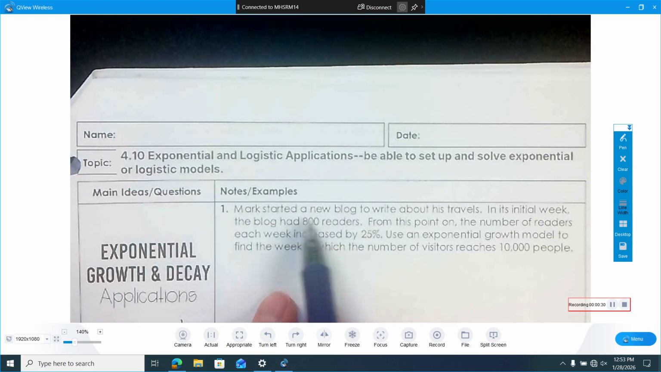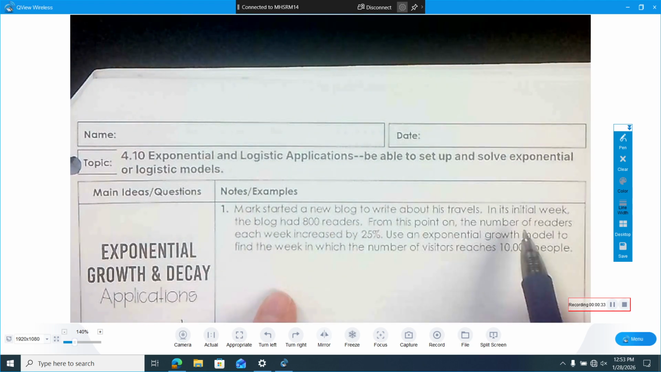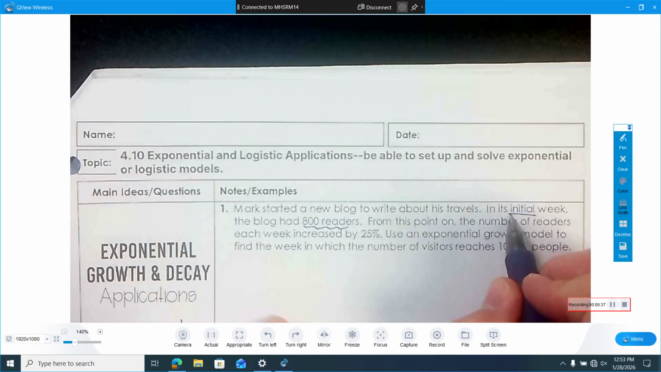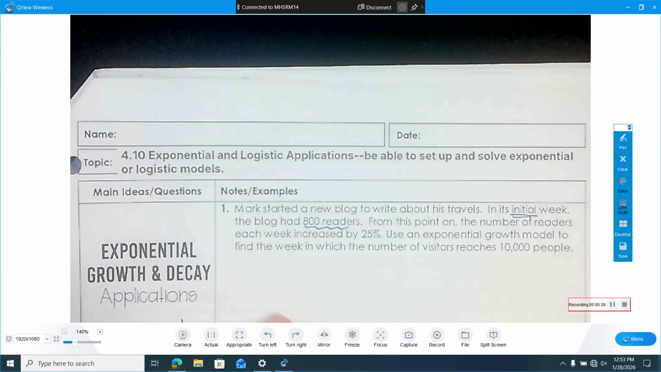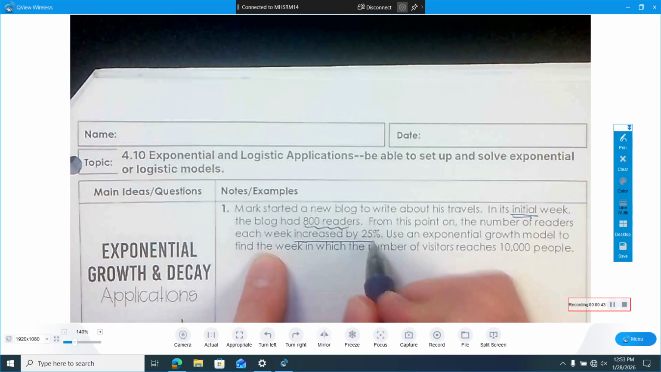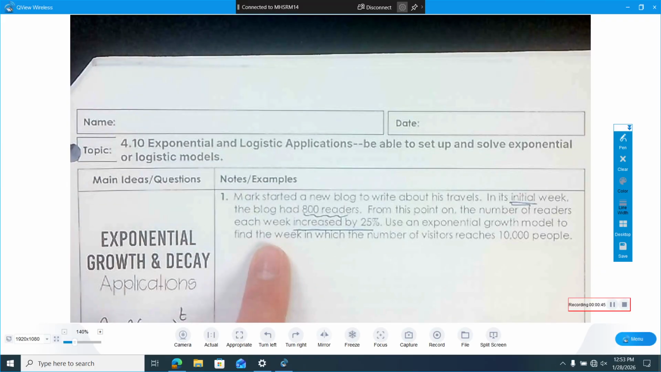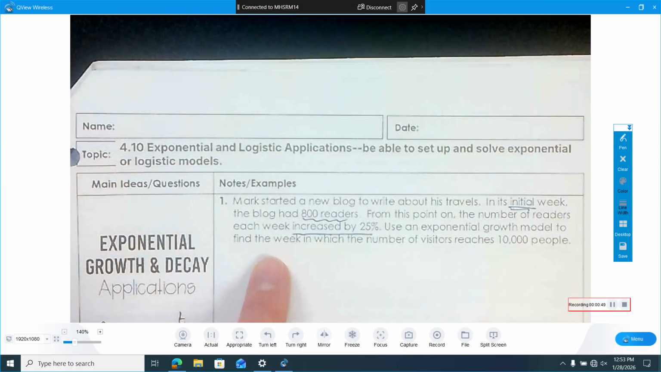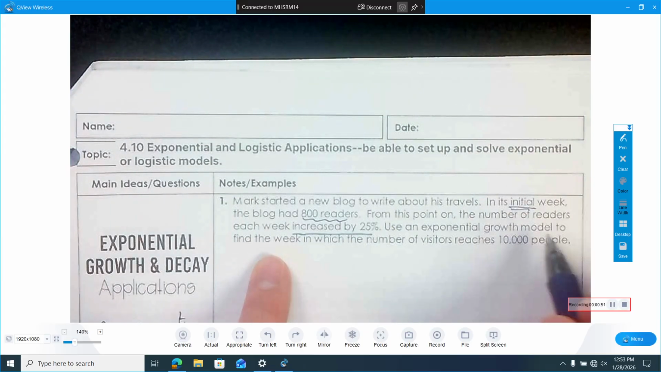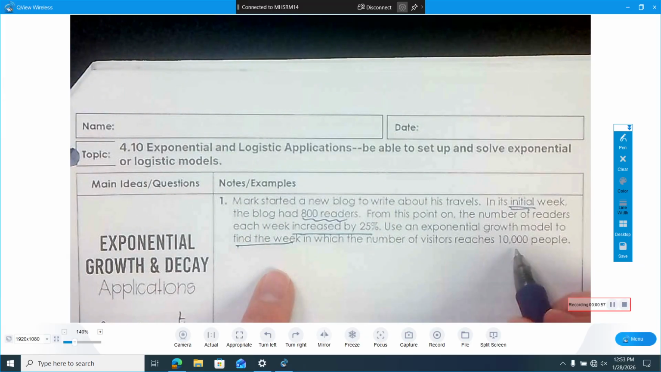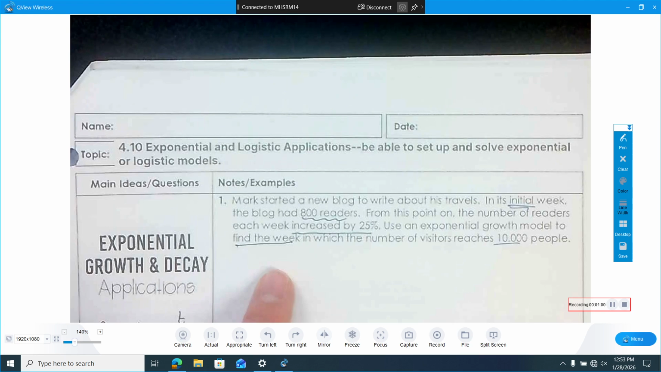Mark started a new blog to write about his travels. In its initial week, the blog had 800 readers. From this point on, the number of readers each week increased by 25%. Use an exponential growth model to find the week in which the number of visitors reaches 10,000 people.